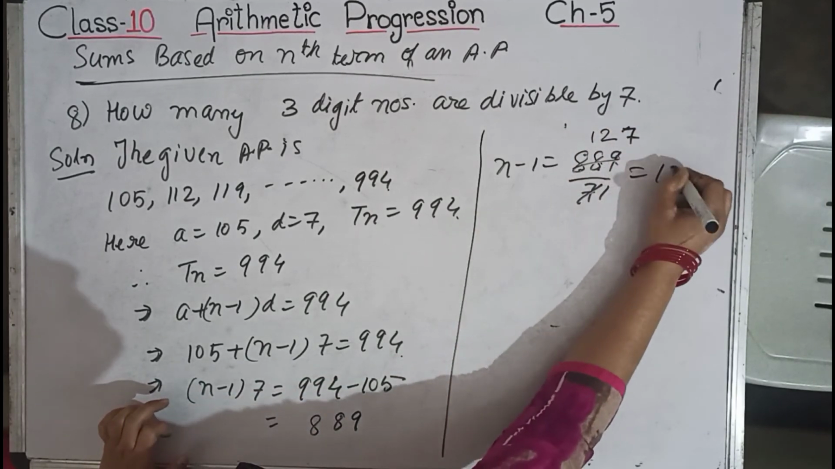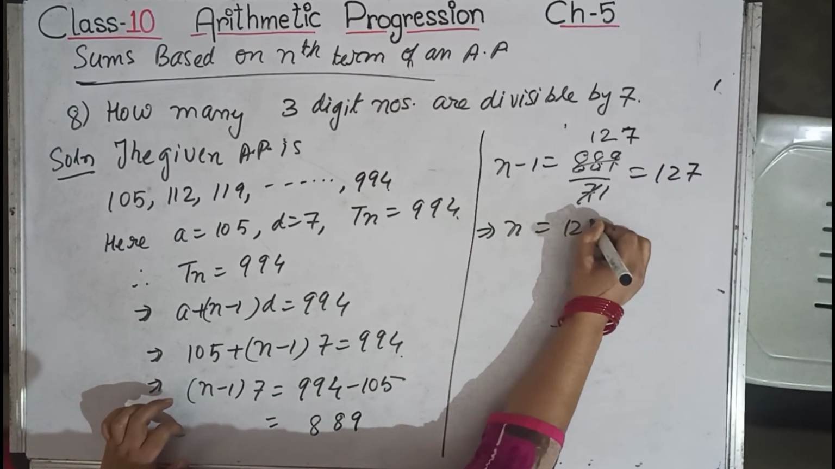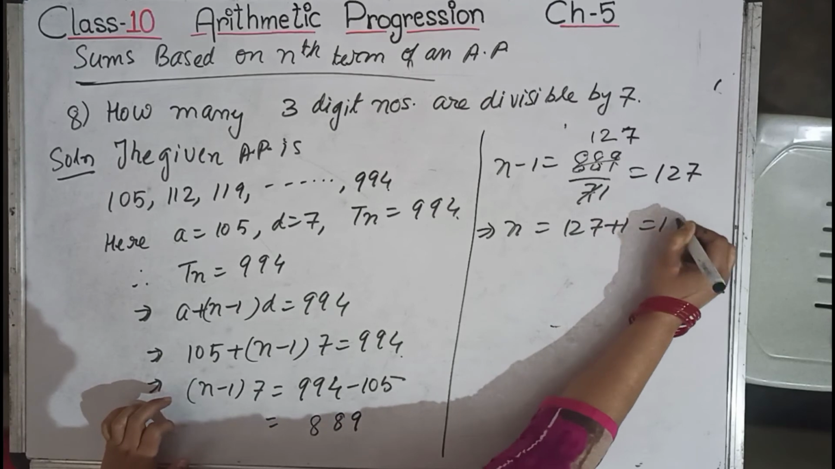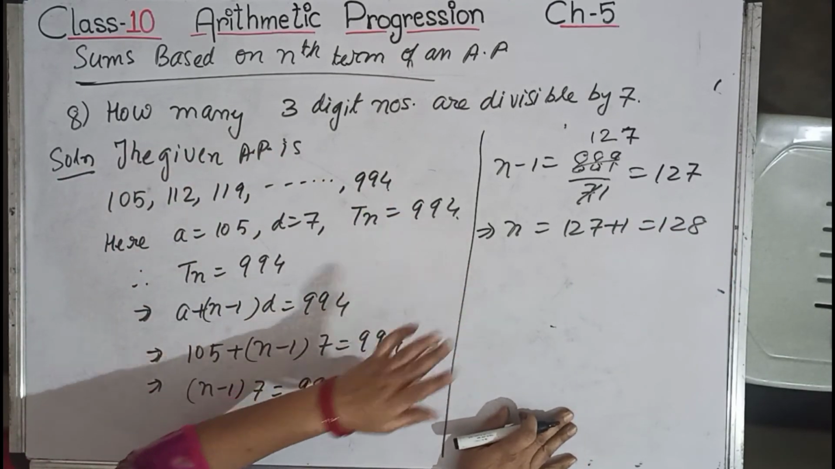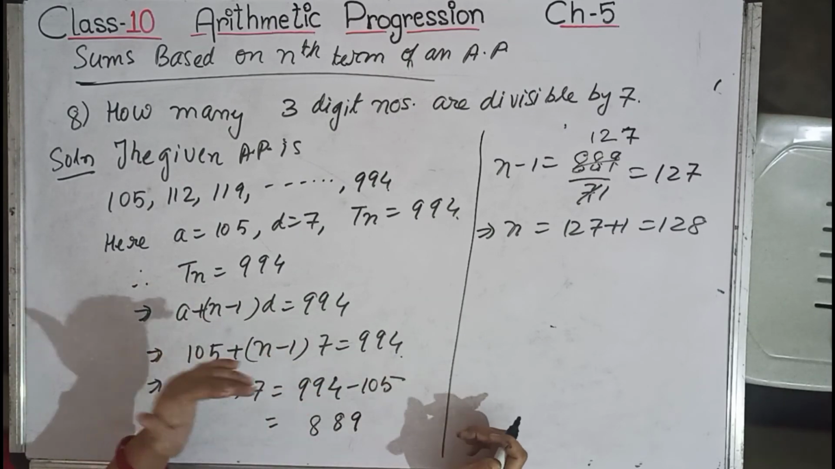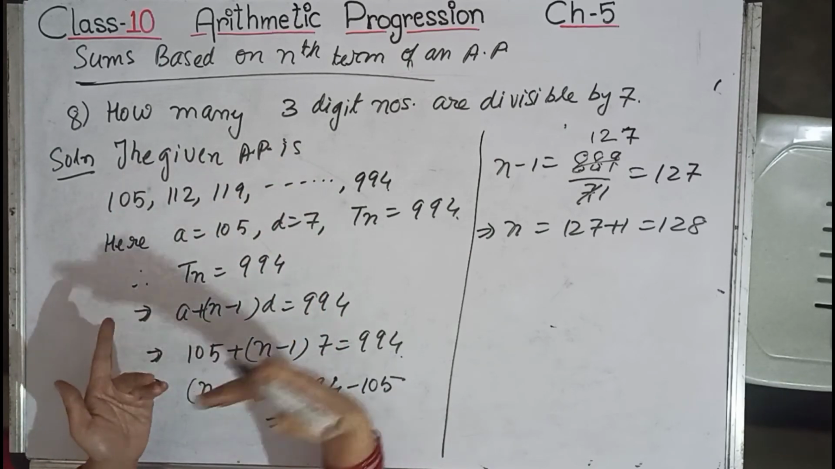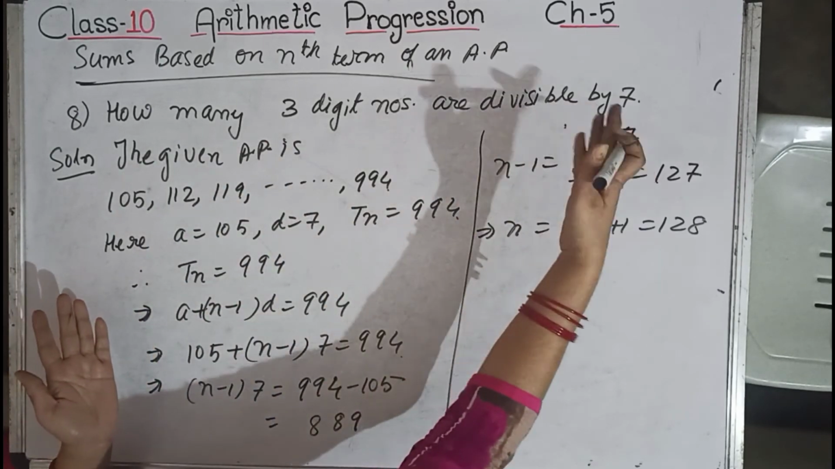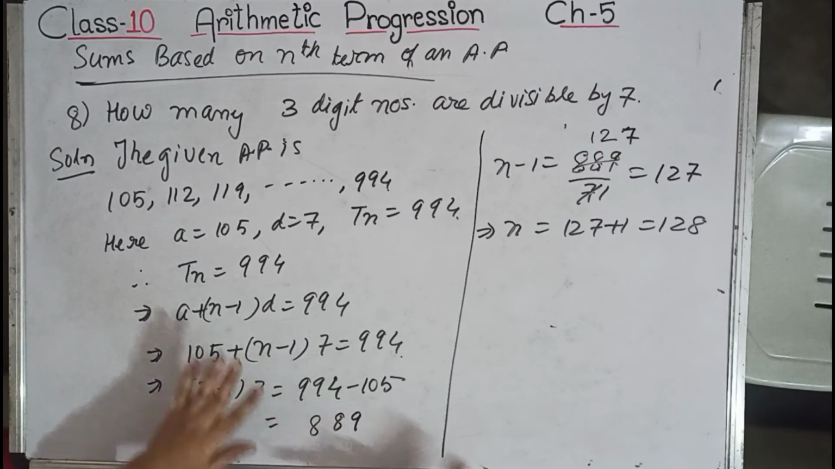So this will be equal to 127. This implies n equals 127 plus 1, that is 128. So there are 128 three-digit numbers which are divisible by 7. Now if it is a 4-digit number, or a 5-digit number, or 9, 8, 13 and so on, you can solve such types of sums.